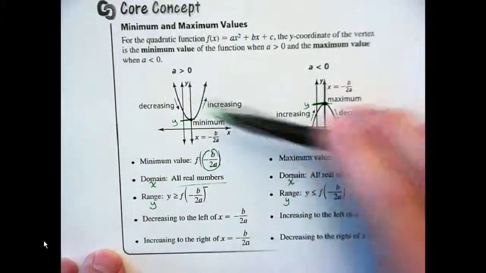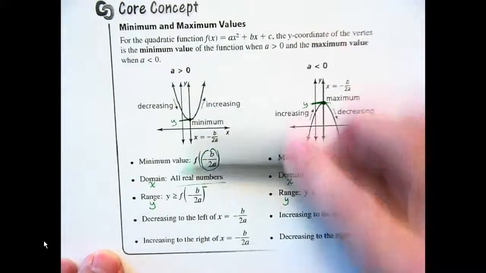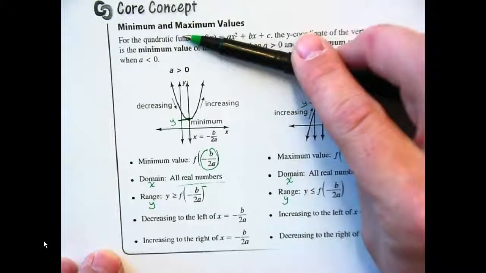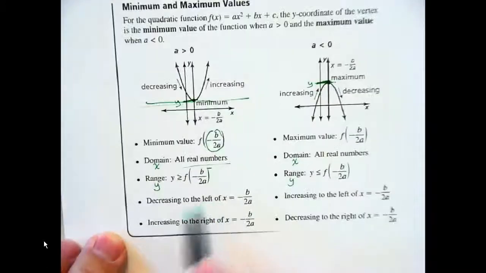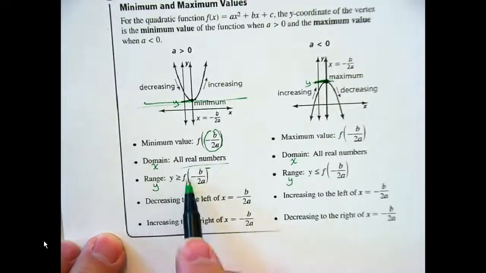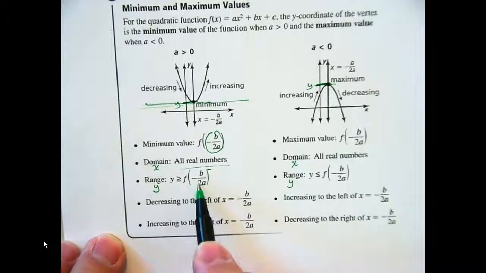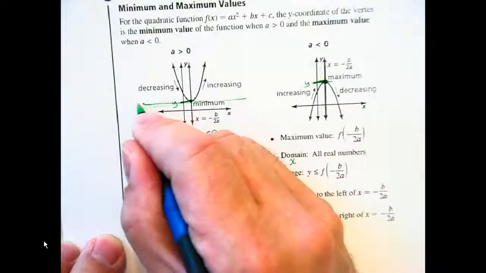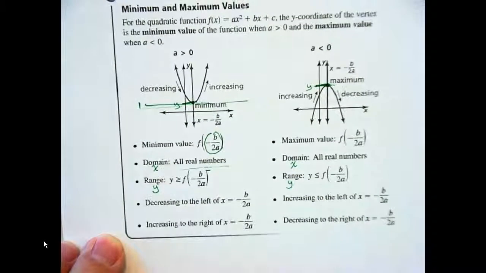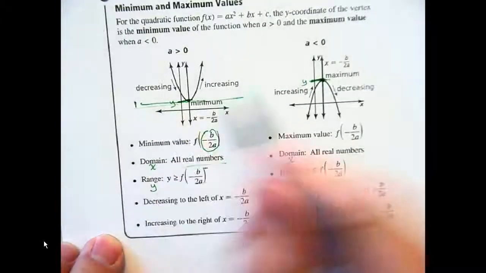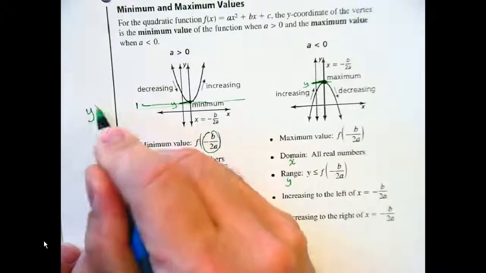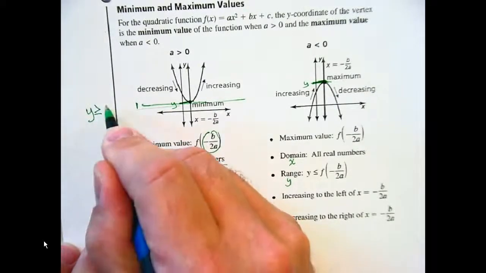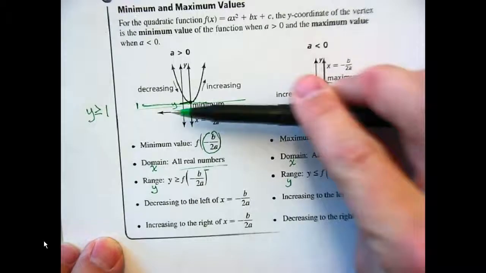However, for y, does it extend up and down forever? No, it goes up forever, but it stops right here. So rather than saying my range is f is greater than what we call k, right? This is k. Okay, rather than saying that, let's pretend this is 1. This would say the range would be y is greater than or equal to 1, because it starts at 1 and goes upward.